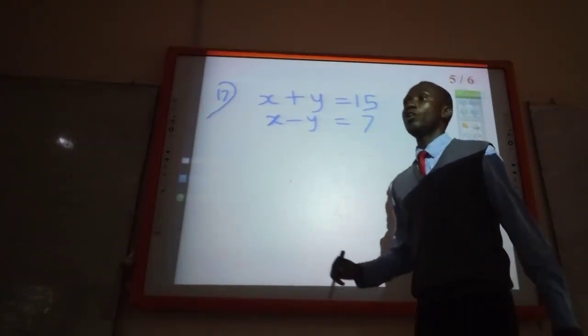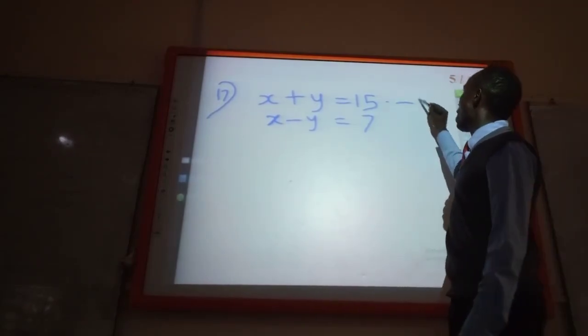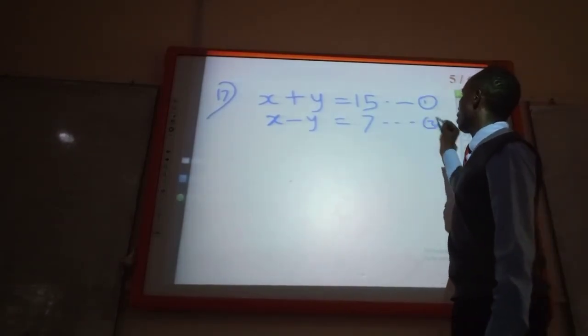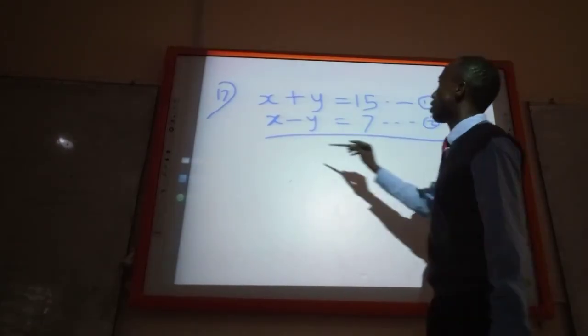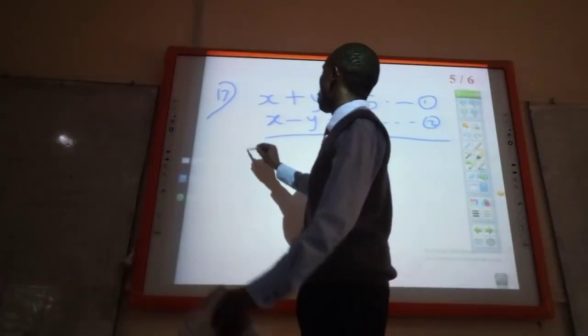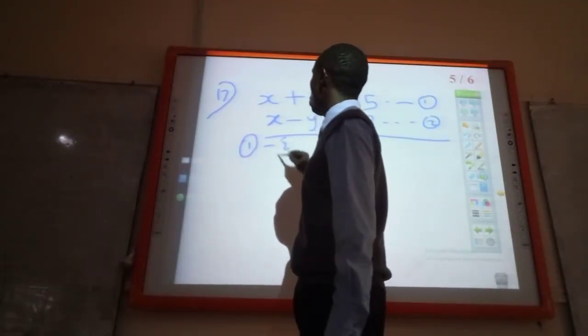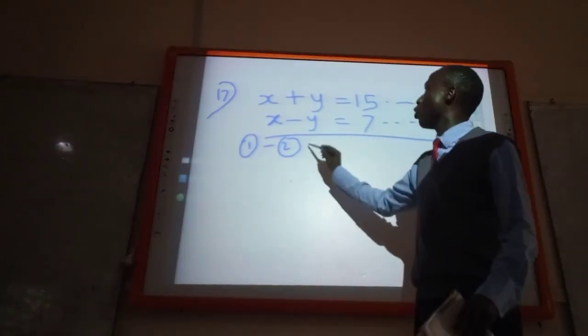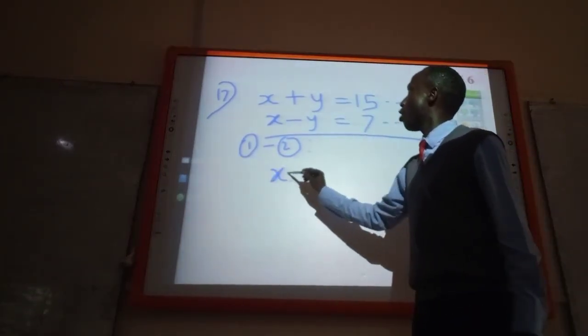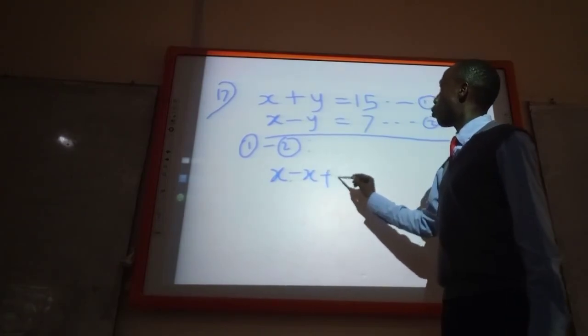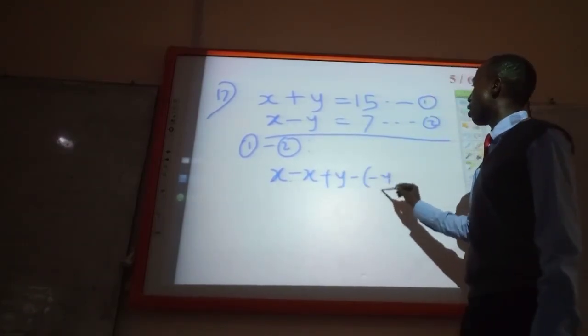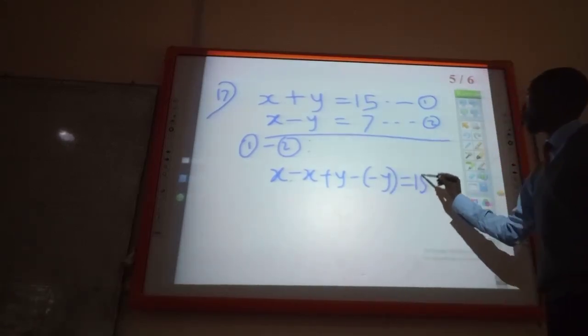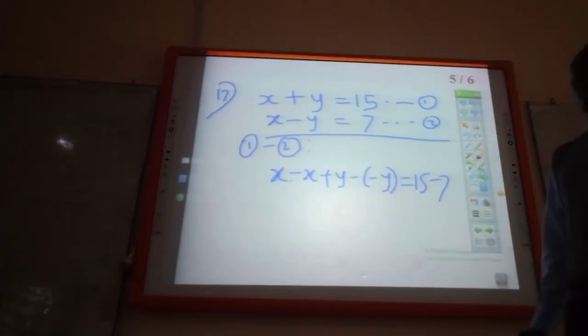Are you aware these are simultaneous equations? Yes, sir. So we can solve them simultaneously. Let's subtract equation 2 from equation 1. If we do that, it will be X minus X plus Y minus minus Y equal to 15 minus 7. Is that clear? If you don't understand, make sure you let me know.